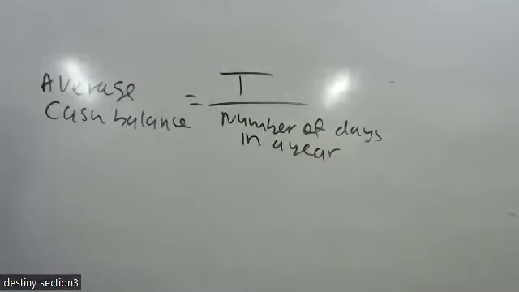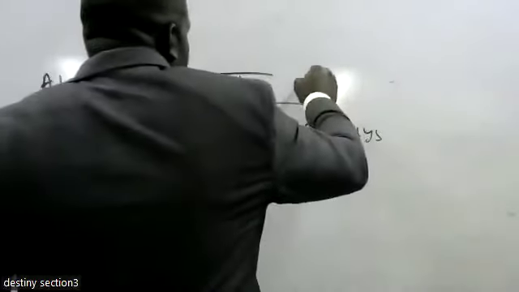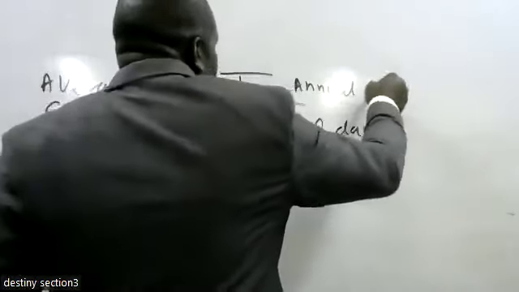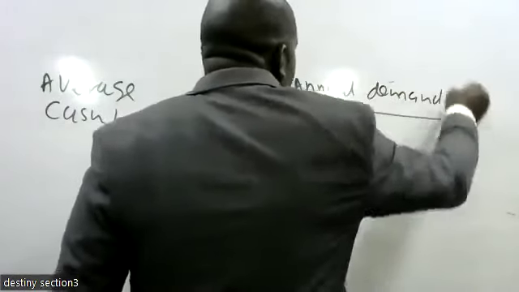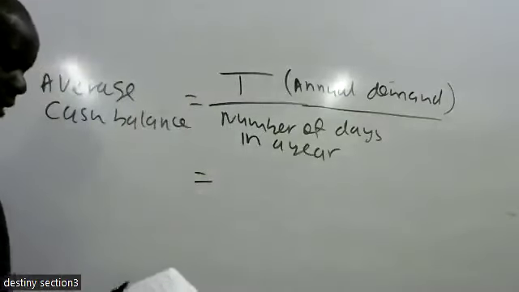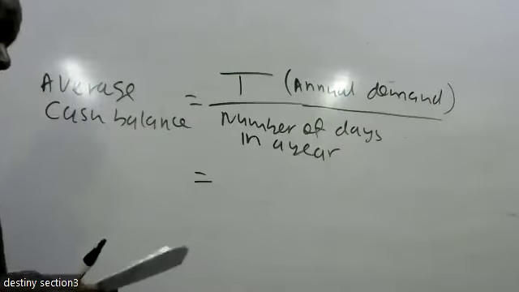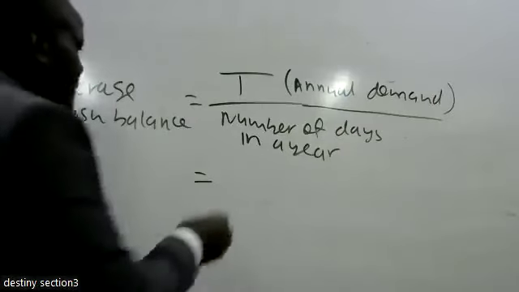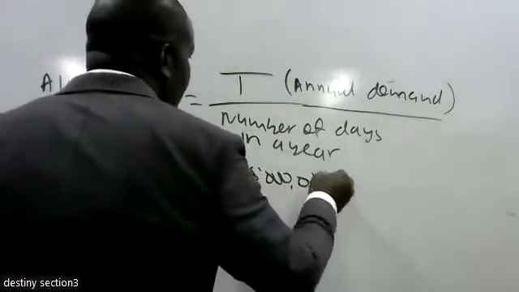When you want to compute the average cash balance, simply take the T, the annual demand. Remember, D is the annual demand, T is meant to be that. So that figure is given as 45. Are you able to see the 45 millions? So you take the 45 millions.